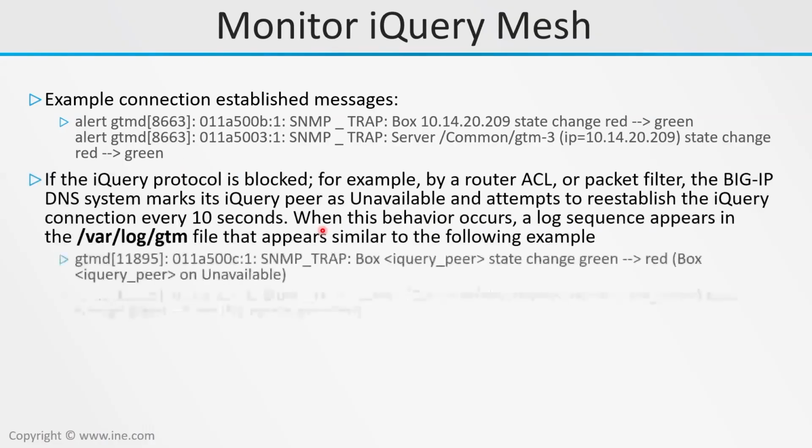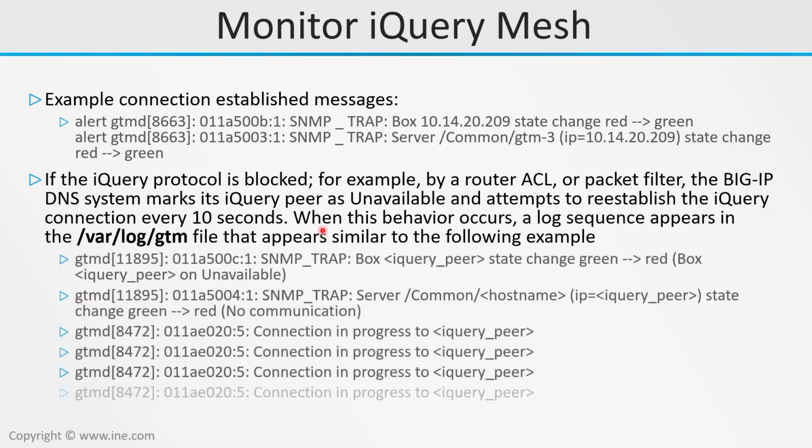So what logs does it show if iQuery is blocked? Okay, so it can be blocked by a router ACL, a packet filter. It marks it as unavailable and tries to reestablish the connection every 10 seconds. And this you can actually change in the GSLB settings, but by default it is 10 seconds.